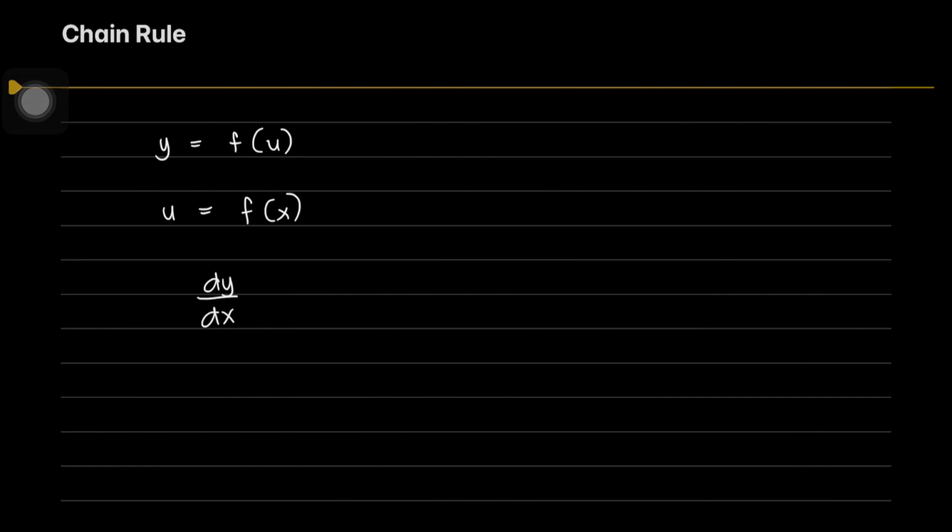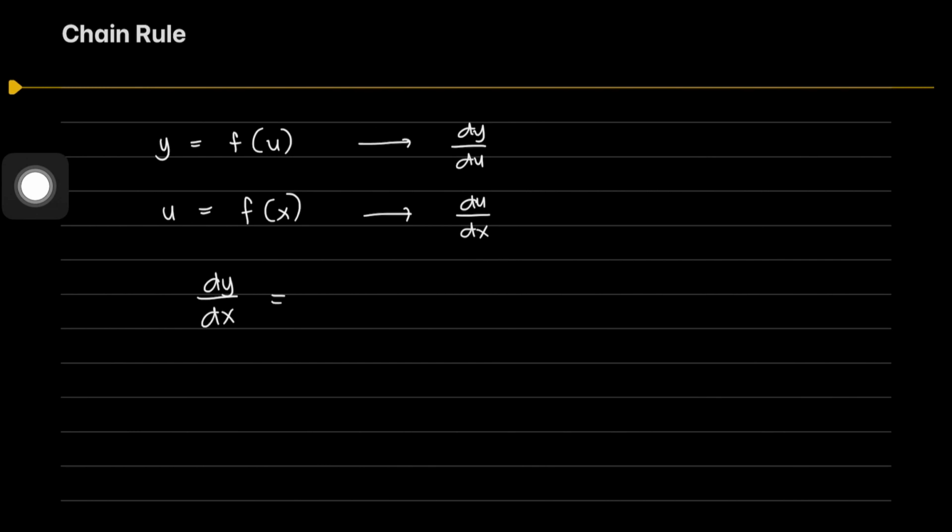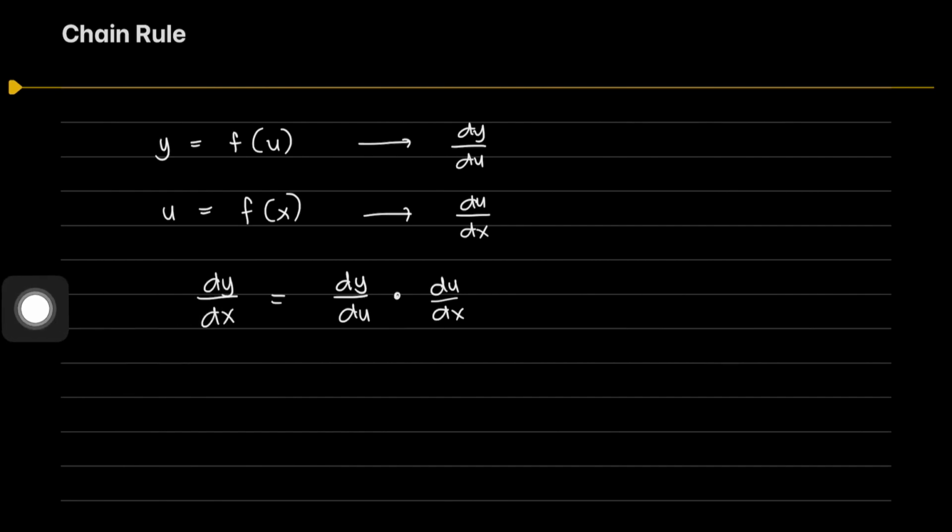What we are going to do here is get the derivative of y with respect to u, and we also get the derivative of u with respect to x, and to solve for dy over dx, we're just going to multiply dy over du and du over dx. Now, the product of the two derivatives is the derivative of y with respect to x, right? Or that would be dy over du multiplied by du over dx to solve for the derivative of y with respect to x. Now, this is what we call the chain rule.